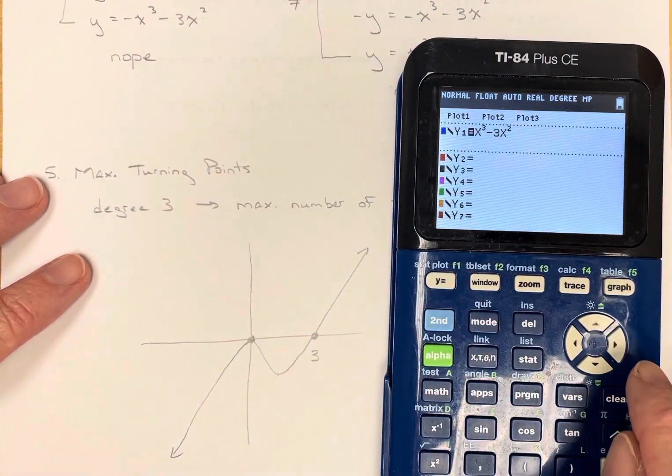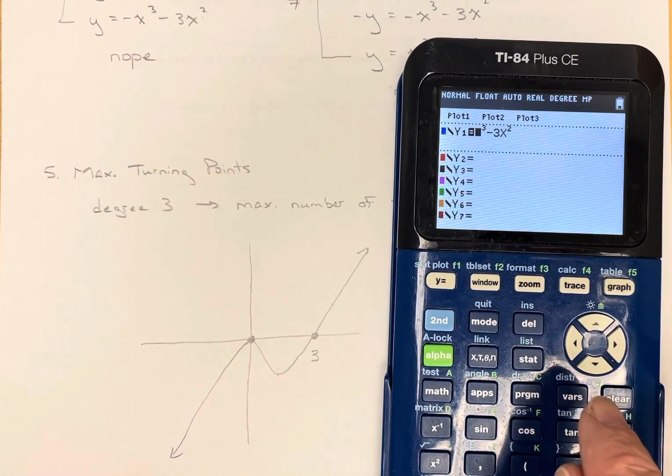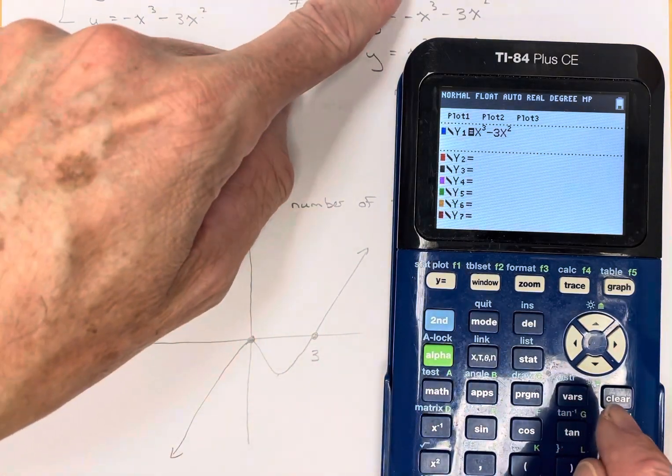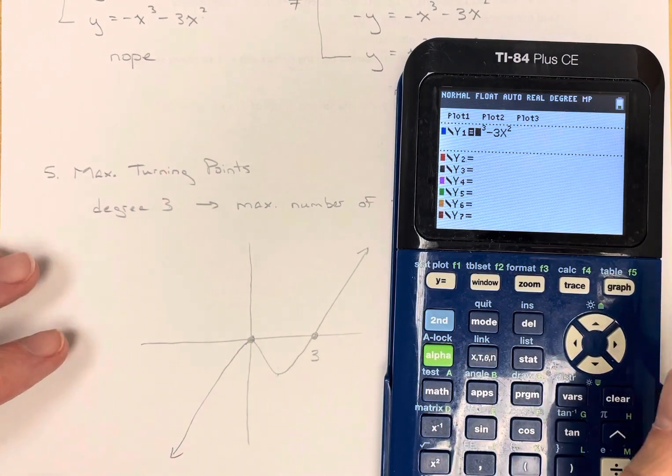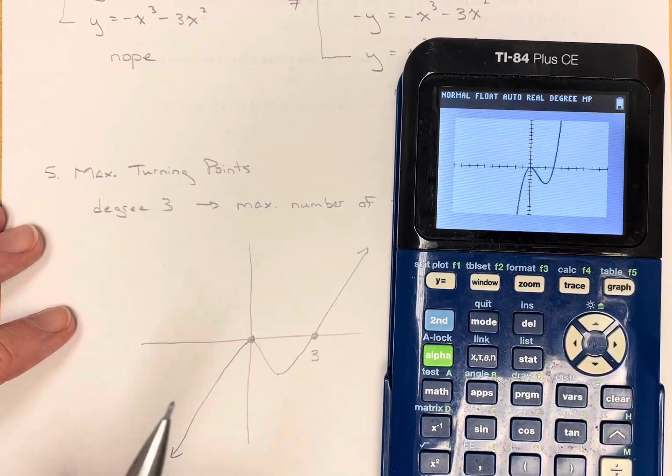Now let's do a quick look at this on the calculator. Y equals, looks like I was already putting it in here. Let me get my graph out. X cubed, yep, I put it in. So I have x cubed minus 3x squared. I left it in there. And when I press graph, there it is right there.